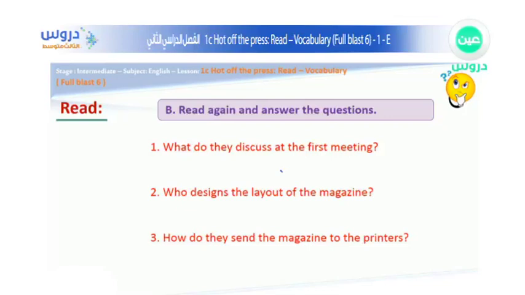What are we going to write about? This is what they discuss. What are we going to write about in the next issue? Who designs the layout? The graphic designers.